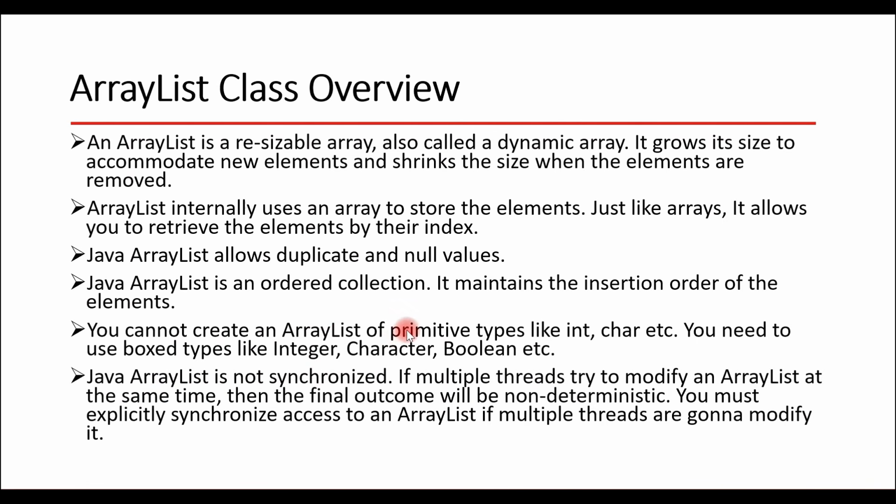ArrayList is non-synchronized. It means that ArrayList is not thread safe. So whenever multiple threads try to modify an ArrayList object at the same time, there could be a non-deterministic result. And if you want to use ArrayList in a multi-threaded environment, then you have to explicitly synchronize the ArrayList class. In the collections framework, we have the Collections utility class, which provides a couple of synchronized methods to synchronize ArrayList and other collection classes as well.